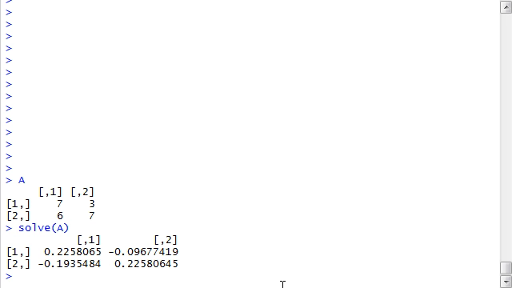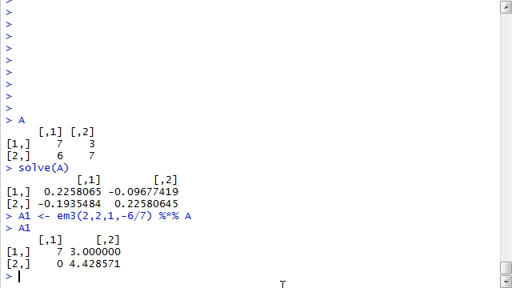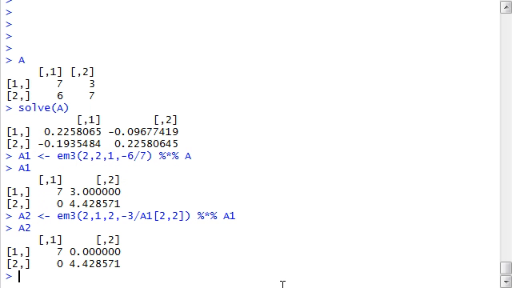In this case, it's fairly straightforward to find the elementary row operations that will take A into the identity matrix. We can begin by getting rid of the 6 at 2,1 by adding minus 6 over 7 times the first row to the second, like this. Then we can get rid of the 3 in 1,2. In this case, by adding to the first row minus 3 divided by 4.428571 times the second row, like this. And the final two steps is simply to scale the first row by 1 over 7 and the second row by 1 over 4.428571. That will turn it into the identity matrix.